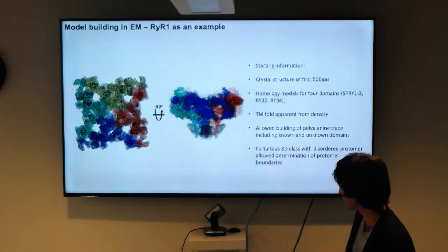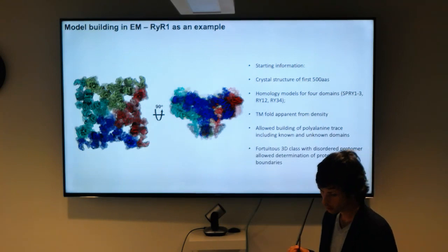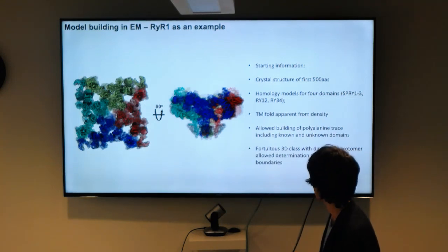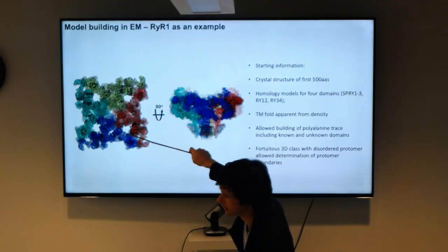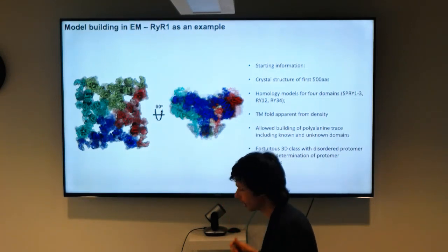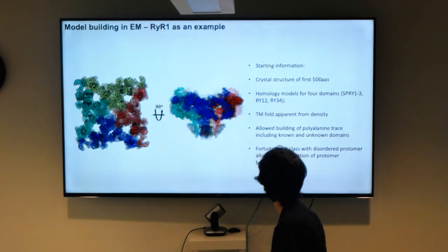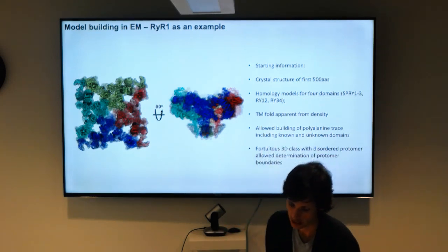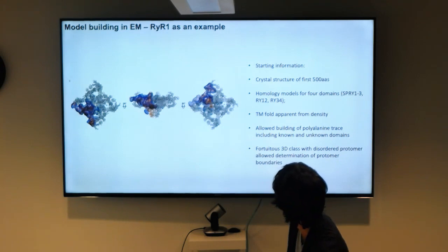That allowed us to build a polyalanine trace that we could then use to identify domains that were known, or to putatively identify domains that were known based on homology, and also some that weren't. So all of this stuff around here, this was all the gaps in that initial map of conserved domains that I showed you, and it turned out that basically all of the gaps were alpha solenoids, so helices of helices, repeats of one helix after a helix of helices. And as I mentioned, a fortuitous 3D class with a disordered protomer allowed us to determine the protomer boundaries, which you can see here.